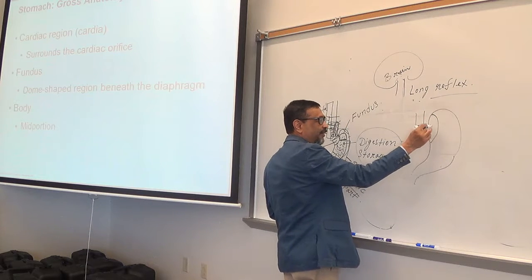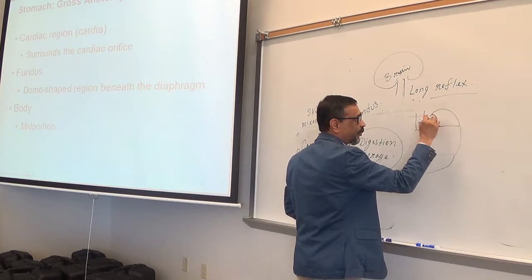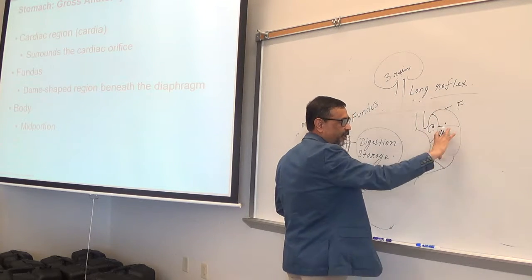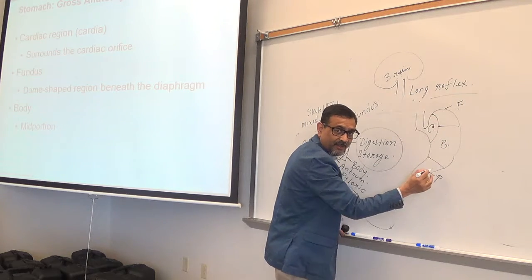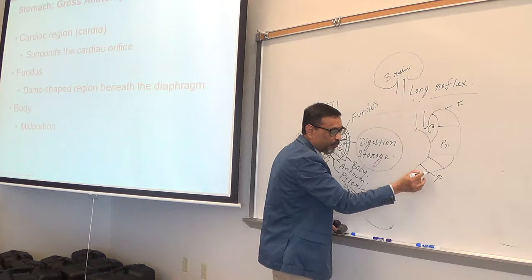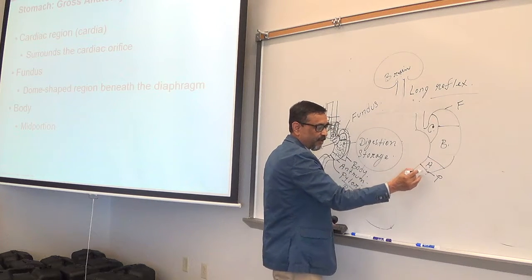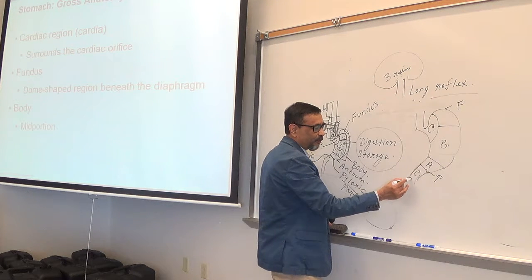This area is called what? Cardia. This dome-shaped part? Fundus. This middle portion? Body. And this is the pyloric part, right? Now the pyloric part is divided into 2. The first wider, upper part is the antrum, and the lower narrow part is the canal. Okay, pyloric canal.